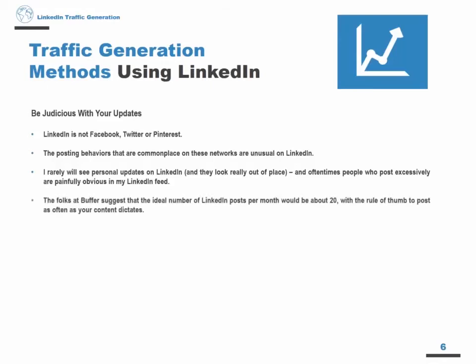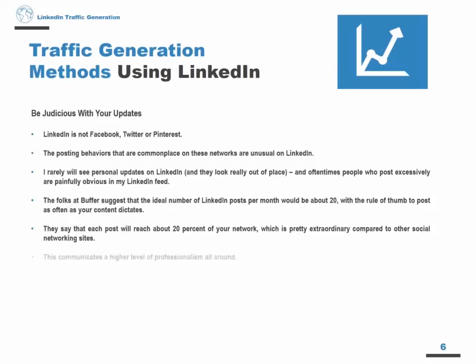The folks at Buffer suggest that the ideal number of LinkedIn posts per month would be about 20, with the rule of thumb to post as often as your content dictates. They say that each post will reach about 20% of your network, which is pretty extraordinary compared to other social networking sites. This communicates a higher level of professionalism all around. By not spamming your network, it makes them more receptive to you when you have something to communicate.